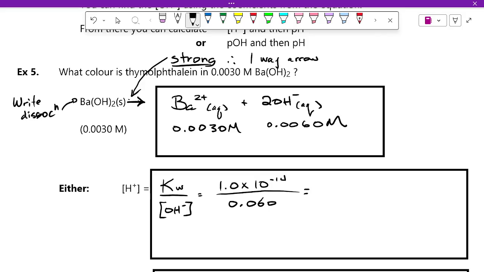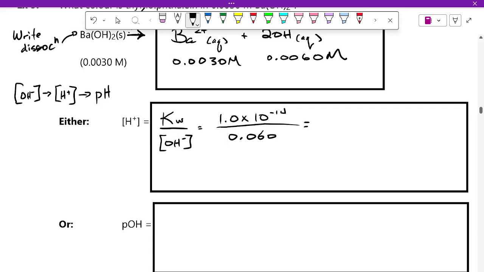And there's two pathways to go from hydroxide to pH. You can go from hydroxide to hydrogen to pH, or you can go from hydroxide to pOH to pH.